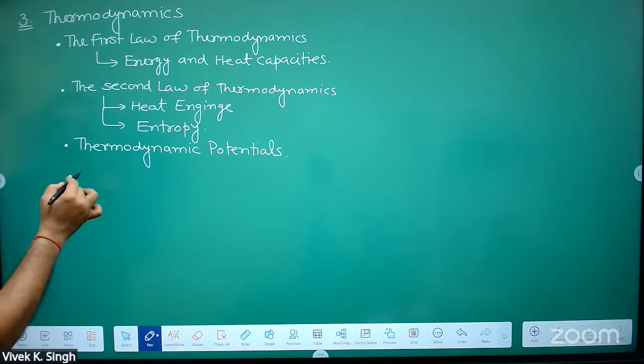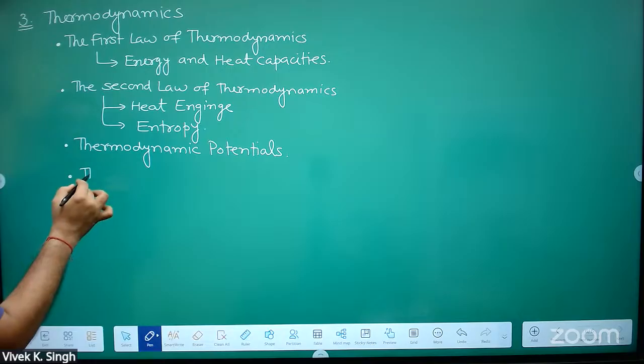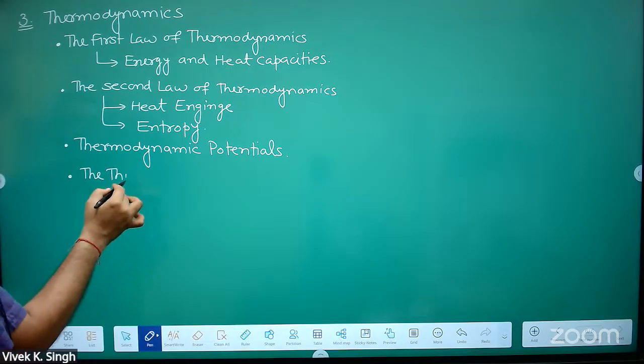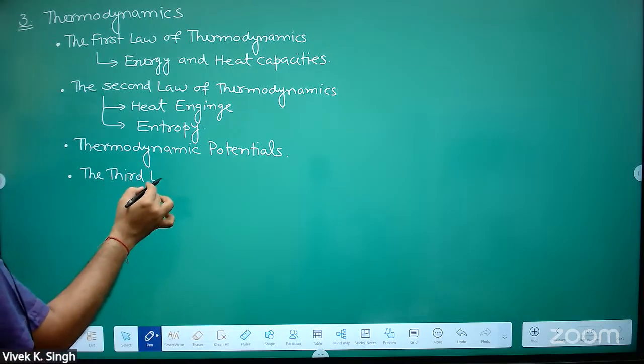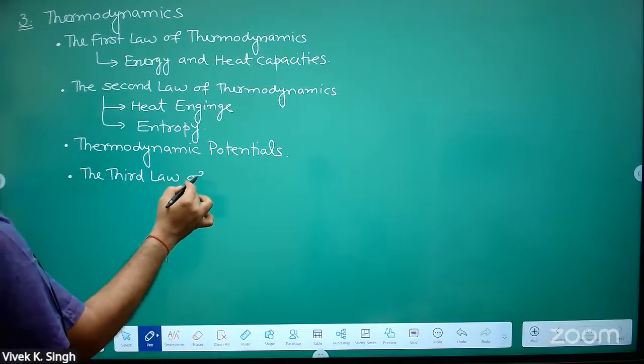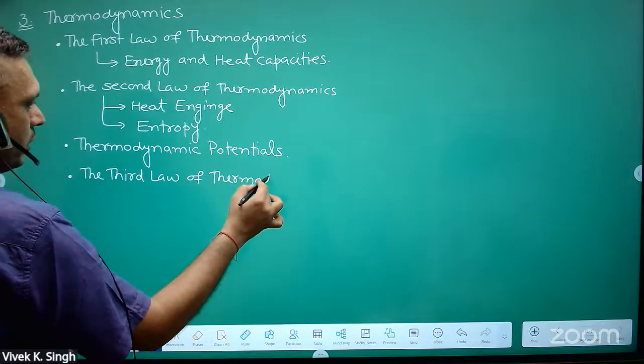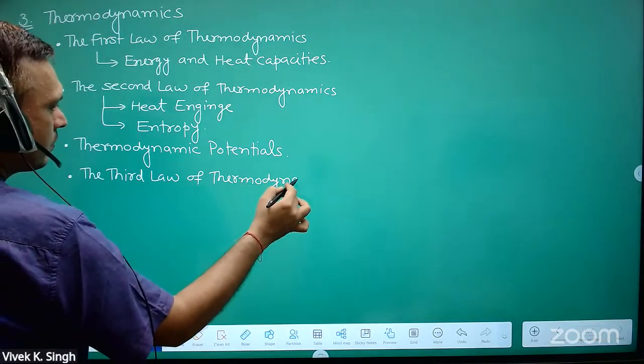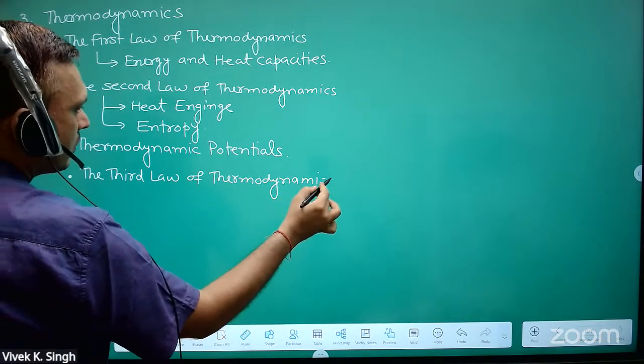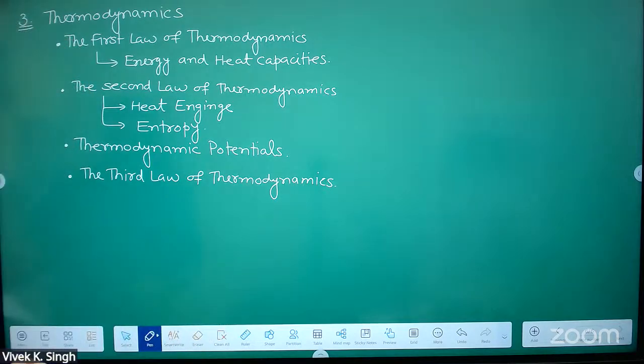And then we have the third law of thermodynamics. Clear?